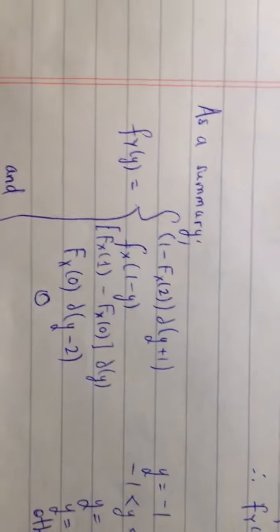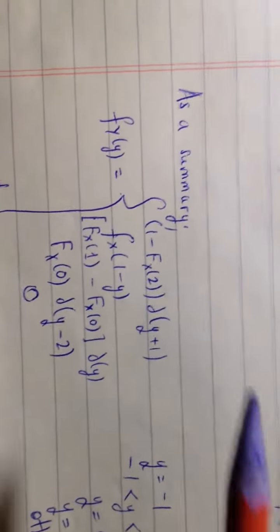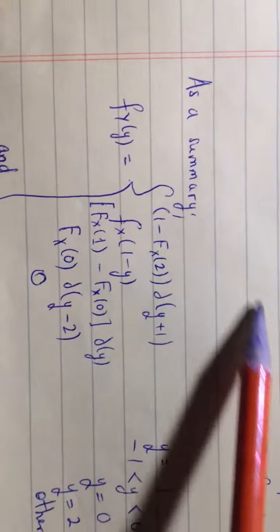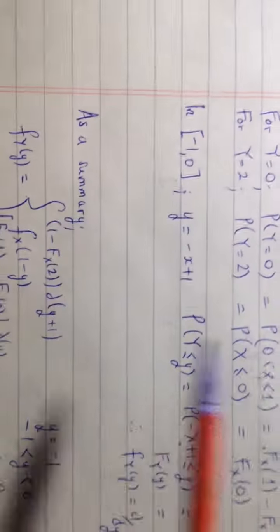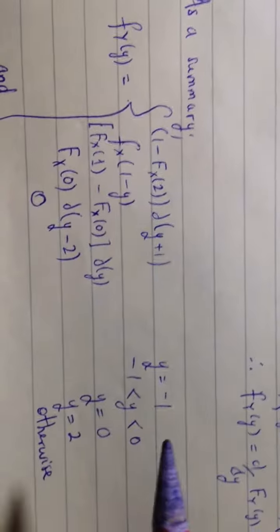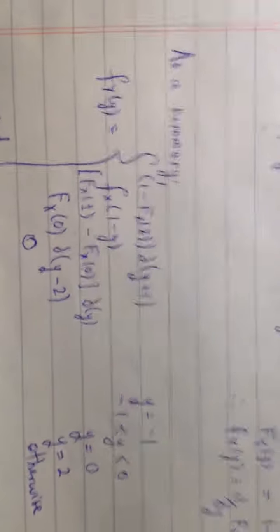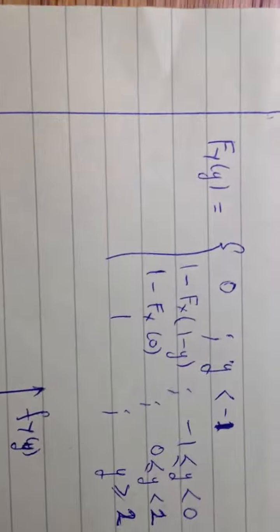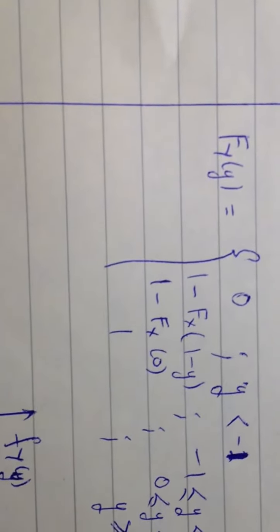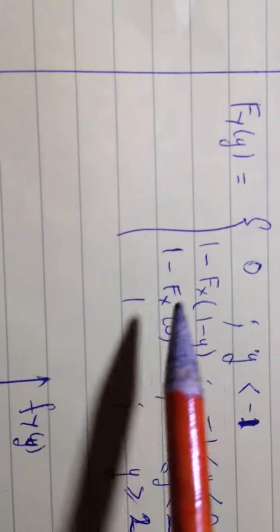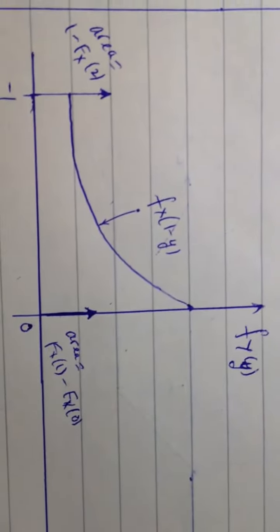So we summarize the results. The PDF of y is this, as obtained from these results here. We use some delta functions, some impulse functions to make it more concrete. And then as well for the CDF of y, this is what we get. And then what you're left with is sketching out the results.